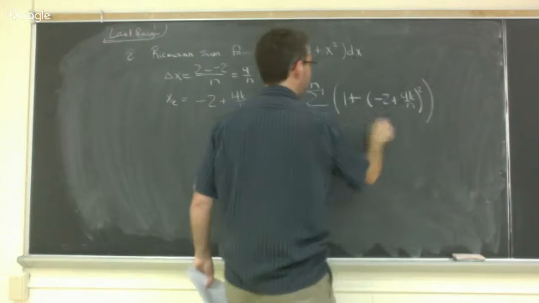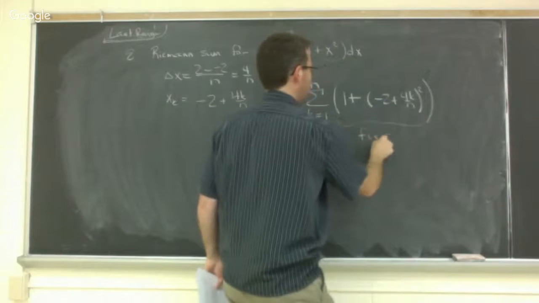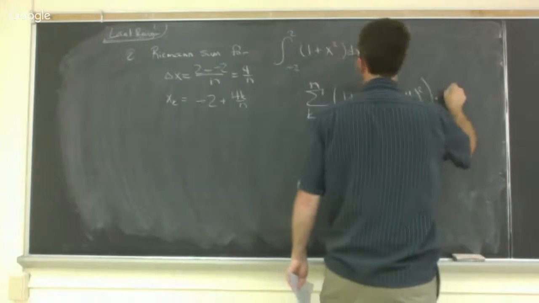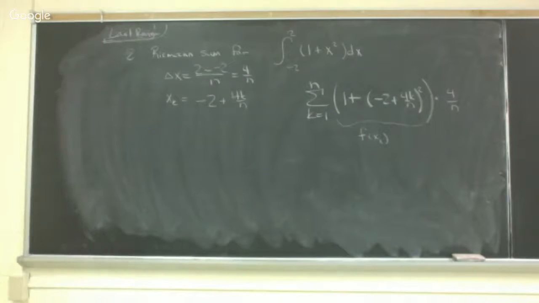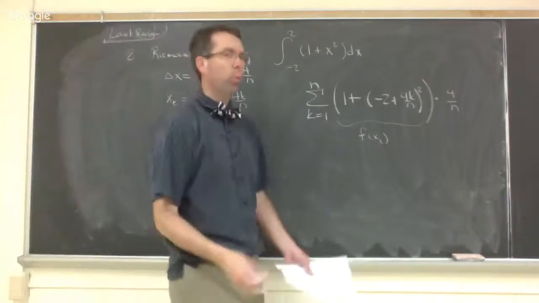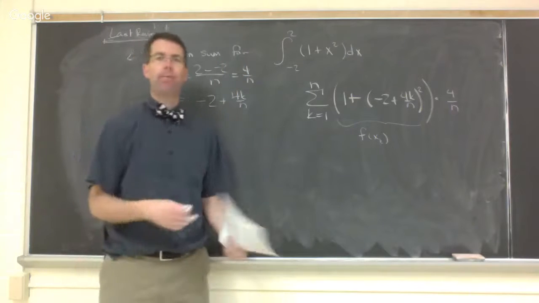Here is my f of xk times 4 over n. Okay? That is the Riemann sum, and that's all it's asking for. Now the second question here is, would it be possible to find a formula for this one?